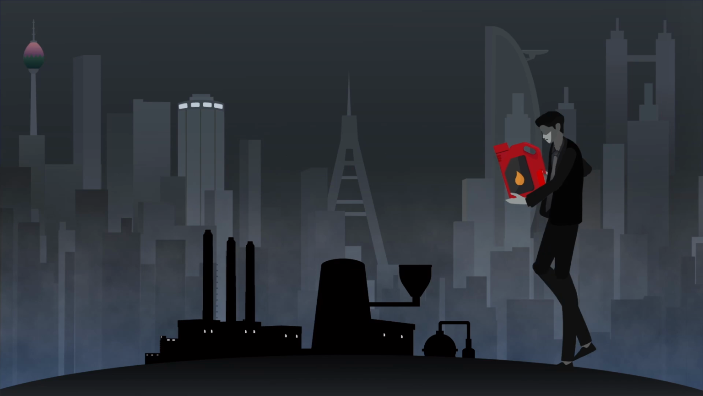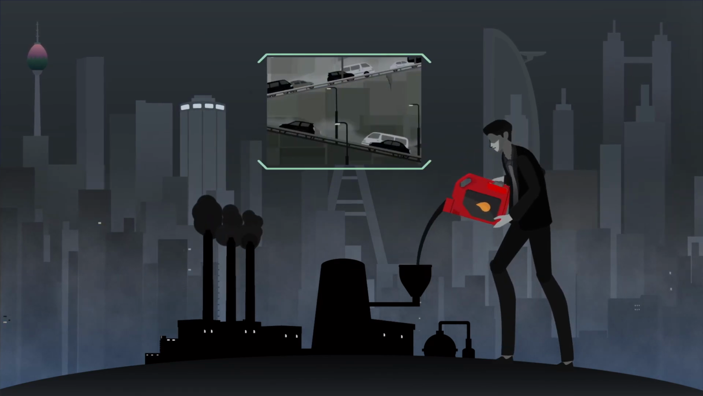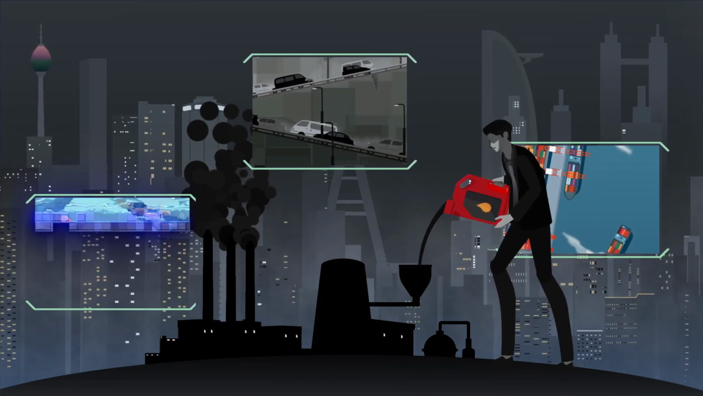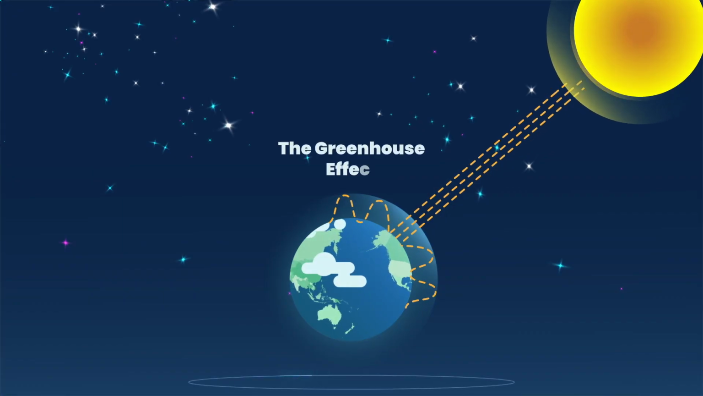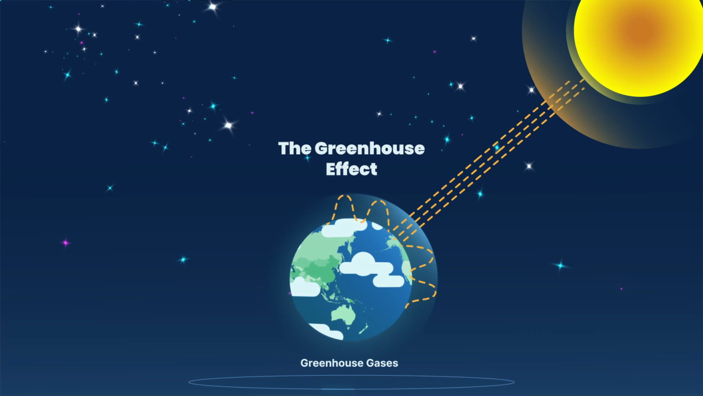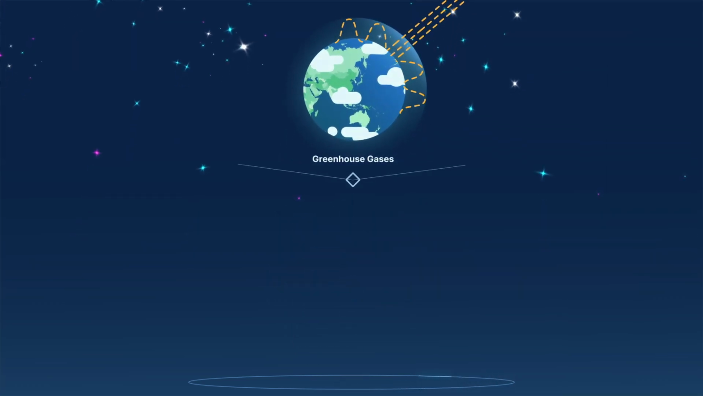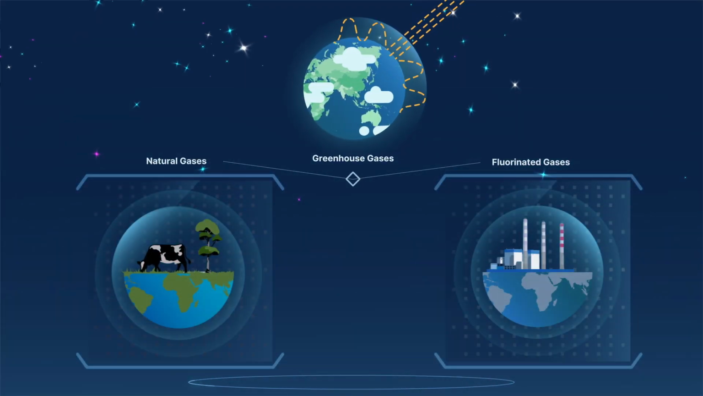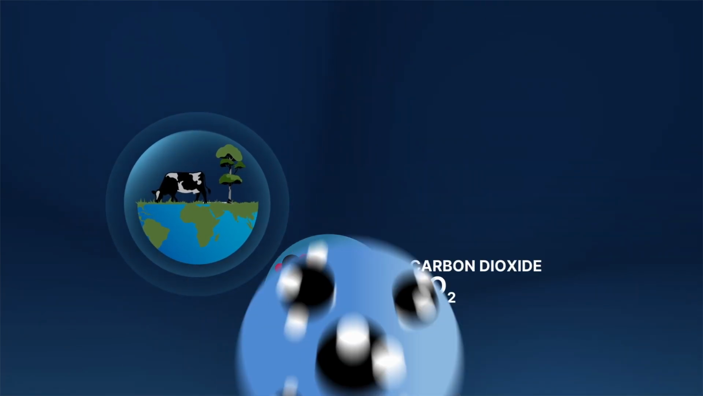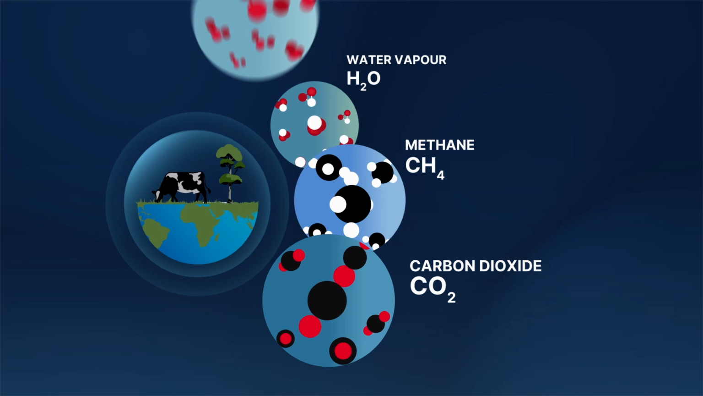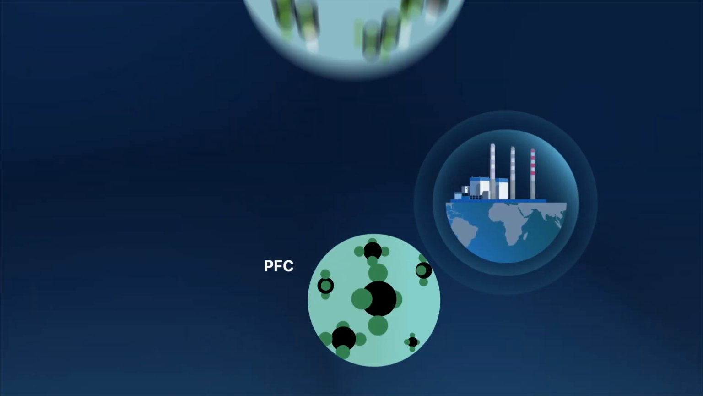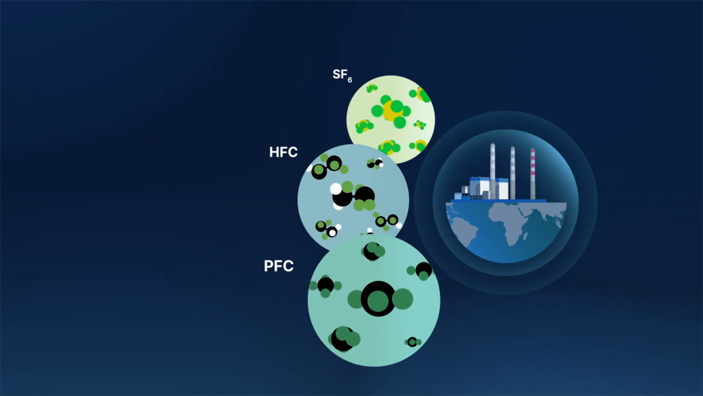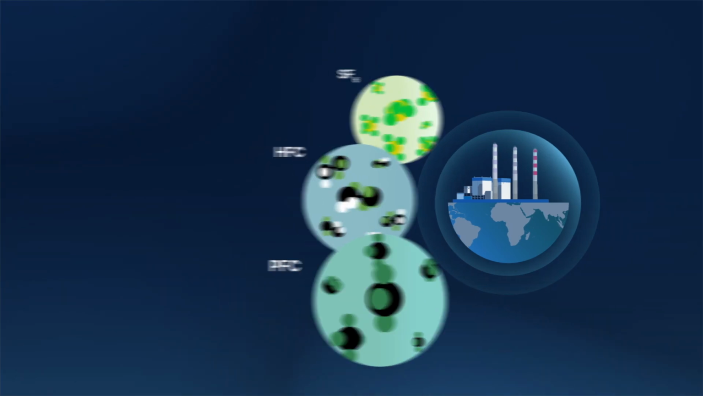Climate change and the effects we discussed in Lesson 1 are due to human activities that release gases known as greenhouse gases into the Earth's atmosphere. There are two types of greenhouse gases: natural gases, which include carbon dioxide, methane, water vapor, ozone, and nitrous oxide, and industrial fluorinated gases that do not occur naturally.